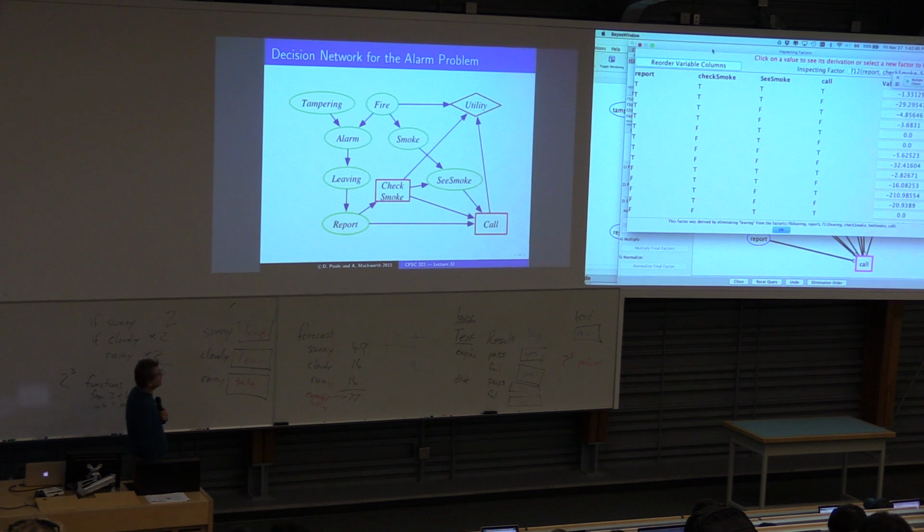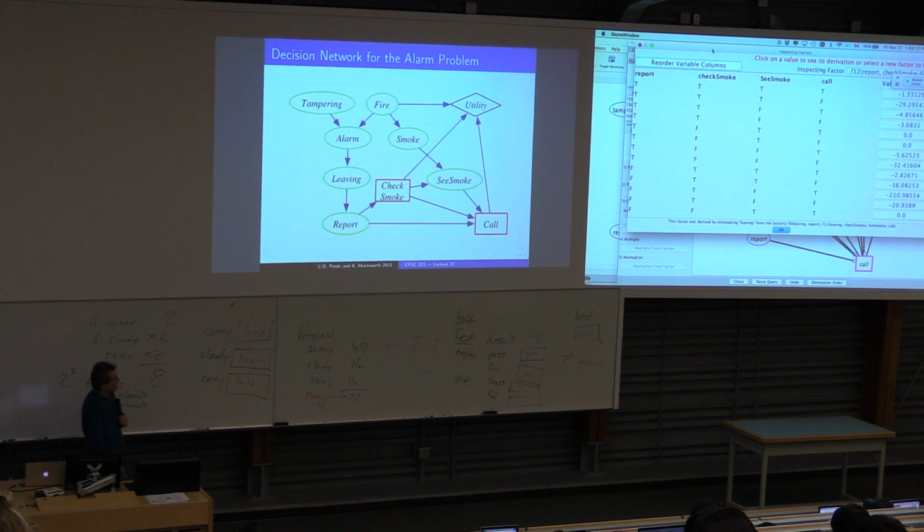Is it in a factor where all the variables are a subset of its parents? What are the parents of check smoke or see smoke? Report, right? So it's not just in a factor with a subset of its parents, because there's other junk in there: see smoke and call. It doesn't know what to do because it doesn't know the value of see smoke and call. So we can't do this same thing for check smoke.